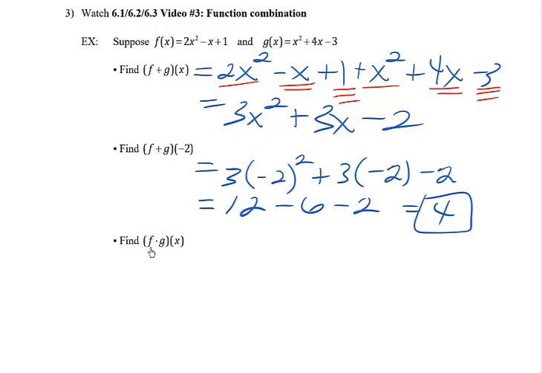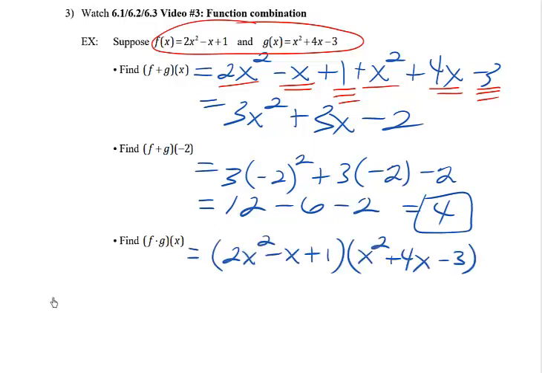This one says, find f times g of x. So again, we're still using these same original functions. Now we're creating a new function called f times g, and obviously this time they want us to create the new function by multiplying the two pieces together. Again, let's write that down. It's a simple idea, but this one is going to require a lot more work. This is a big mess.